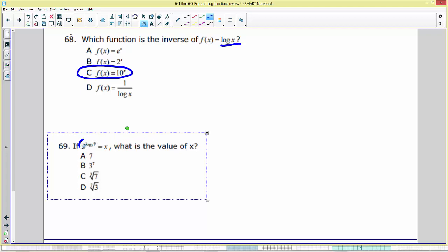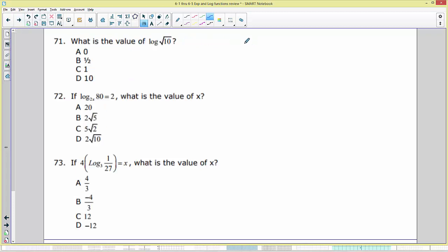If 3 to the log base 3 of 7 equals x, what's the value of x? Well, we know right away, this is crazy. Why would anybody write this? 3 to the x and log base 3 are 2 inverse functions. It's kind of like writing 4 squared square rooted. If you wrote 4 squared and then square rooted, we know the answer is 4. It's like it's undone. So this 3 to the x and this log base 3 are both inverses of each other. And so it's really kind of canceling itself out. So these are gone, really, and it's just 7 equals x. It's a very simple problem.